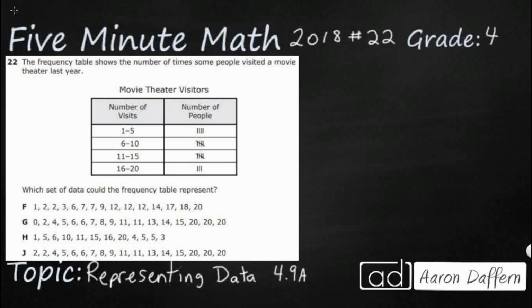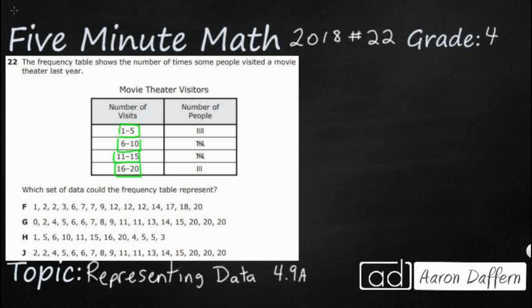So we have a frequency table, and it shows the number of times that people visit a movie theater. But if you look on the left side here, these numbers of visits are ranges. So 1 to 5, we've got 4. From 6 to 10, we've got 5, 11 to 15, and so on. So that's a little bit more of a complex frequency table. So we need to find a set of data that could be represented here.